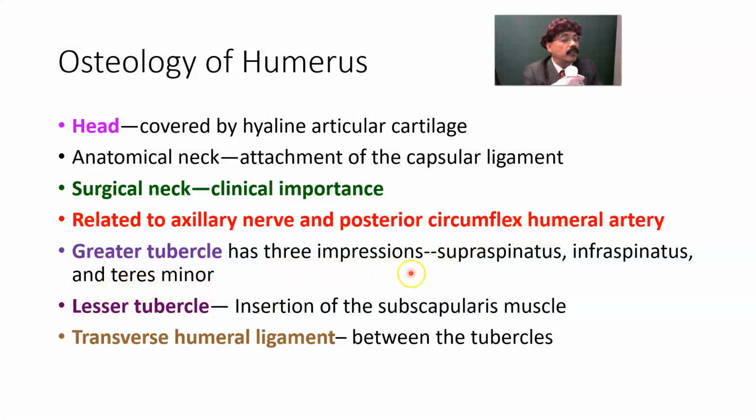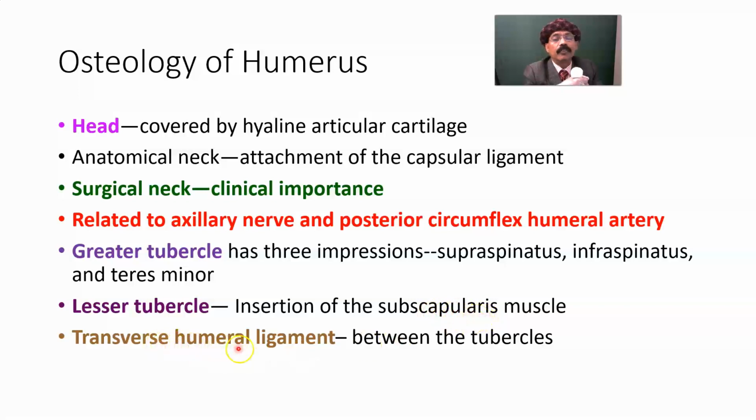Greater tubercle has three impressions. We discussed supraspinatus, infraspinatus, teres minor muscle insertion. These two muscles are innervated by the suprascapular nerve. This muscle is innervated by the axillary nerve. Lesser tubercle, insertion of the subscapularis muscle, which gets nerve supply from the upper and lower subscapular nerve.